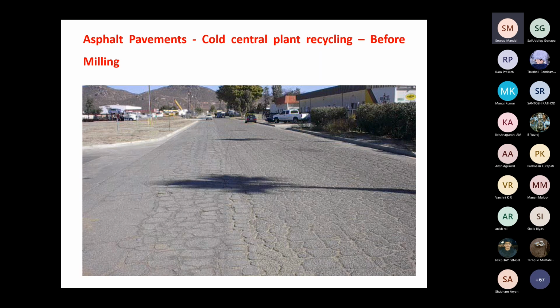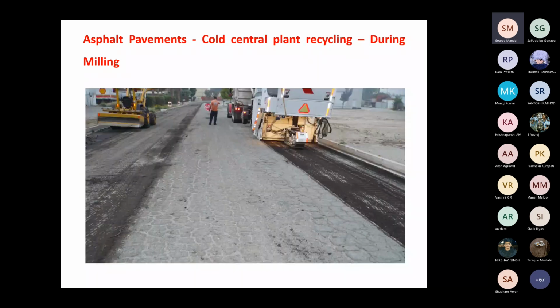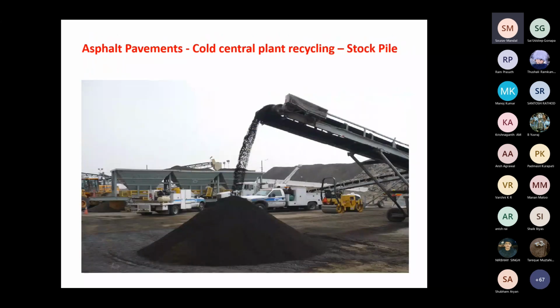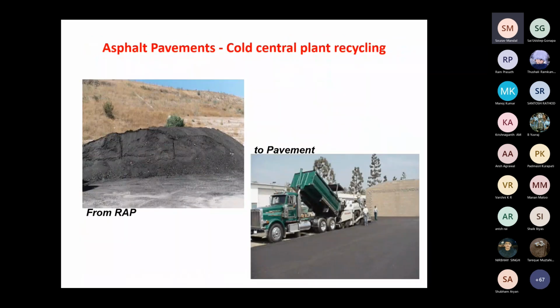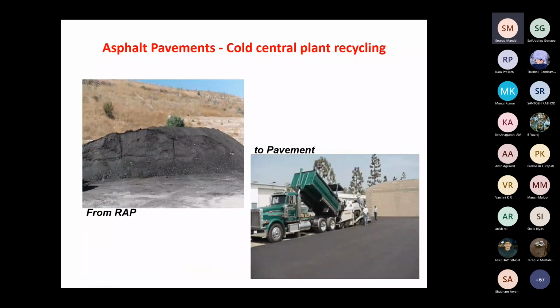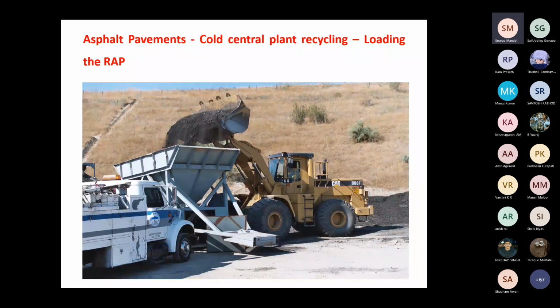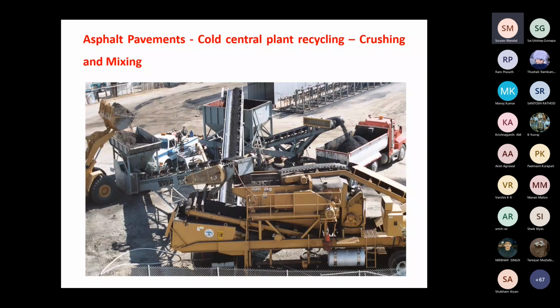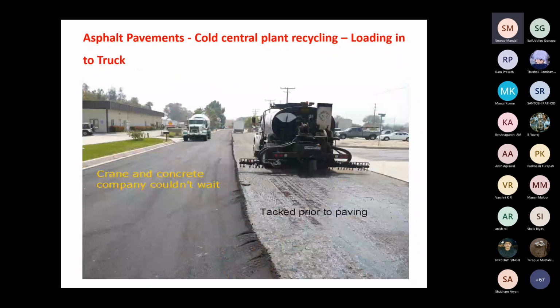Then this one is called central plant recycling. This is the before picture, and this is during milling. During milling, the milled material goes to a process stockpile; whatever the milled material is, just stock it. Then this is a cold central plant, recycling from RAP to pavement. Then loading the RAP material, crushing and mixing with new materials, then loading to the truck, then the crane, and this concrete company put in weight.